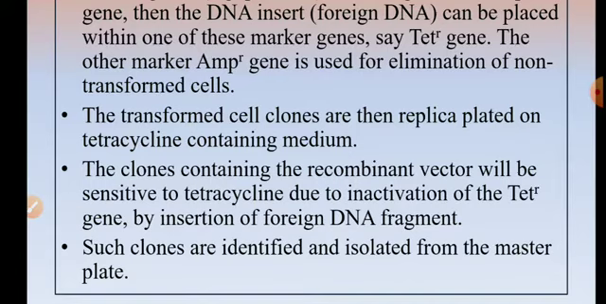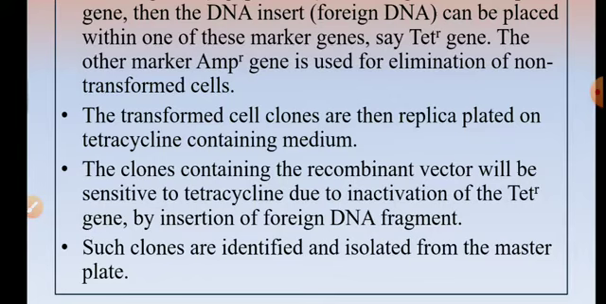First, what we do, we take the vector, cleave it with a restriction enzyme such that the tetracycline gene is broken, and within the tetracycline gene we insert the foreign gene to be cloned. These vectors are then introduced into E. coli cells which are given calcium chloride treatment. When E. coli cells are given calcium chloride treatment, they become permeable and they accept the vector DNA. Now, these cells are then plated first on ampicillin containing medium. Okay, so those cells which contain the vector will grow on ampicillin containing medium.